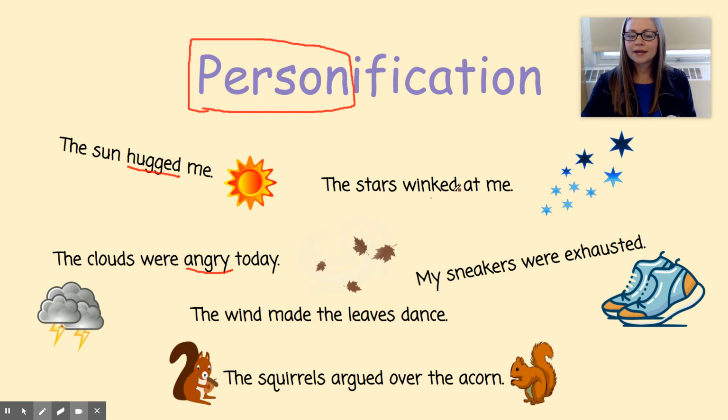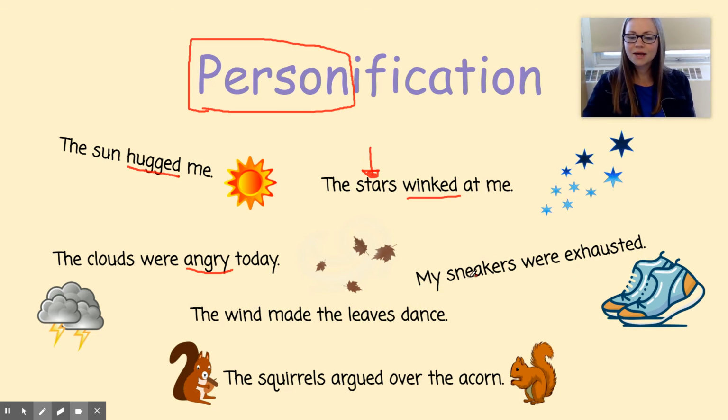Let's look up here at the stars winked at me. So we have the object, which is the stars, right? And it's giving the stars a human-like characteristic. It's saying that the stars winked. Can the stars wink at you? No, no. It's saying that maybe you looked up at the stars and you saw it twinkle, or you saw that it was very bright.